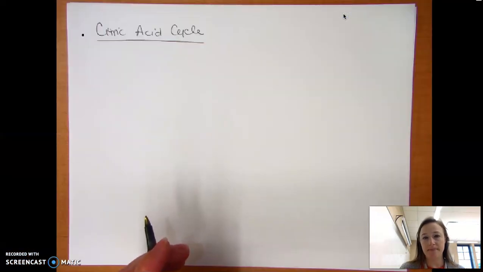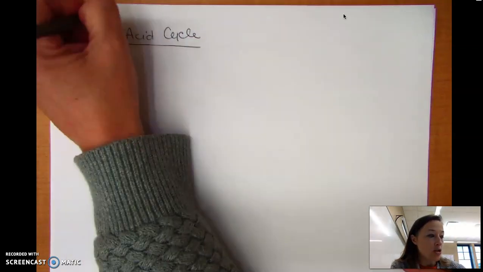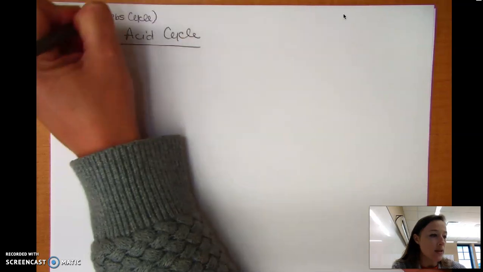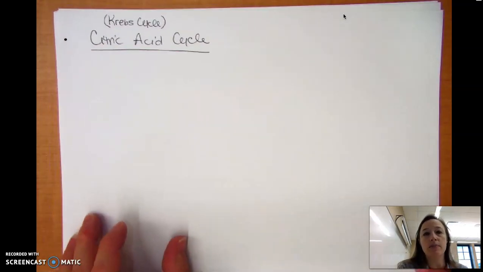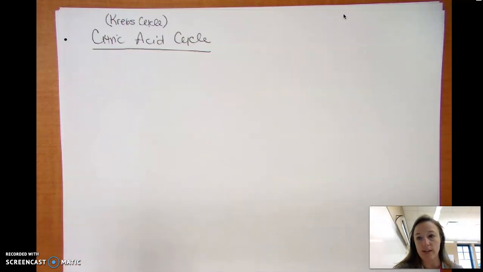All right, we are here to talk about the citric acid cycle, which you may have heard. They're kind of getting away from this, so you may not have heard it called this, but it used to be called the Krebs cycle because it was discovered by Hans Krebs a long time ago. I don't know, 50s, 40s, 30s, 60s, somewhere, probably getting close to 75, 100 years ago.